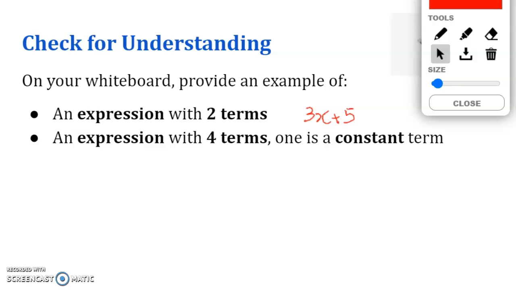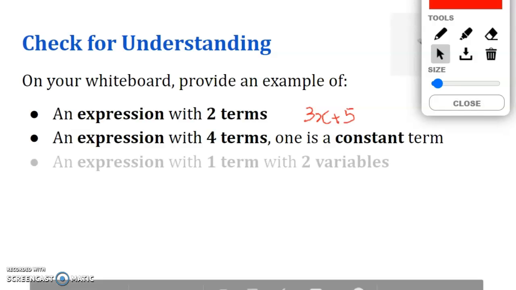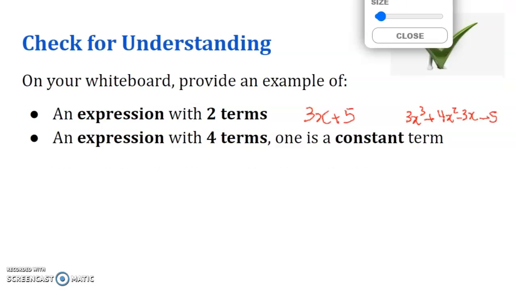Okay, this time an expression with 4 terms. One is a constant term. Okay, so one of them has to be a constant term. Something like constant is just a number. So I could use 5 or I could use a negative 5. So I could give an example, something like 3x to the power of 3 plus 4x squared minus 3x minus 5. I have 4 terms because I have 3 additions or subtractions. And one of them is a constant term, so negative 5 is the constant term.